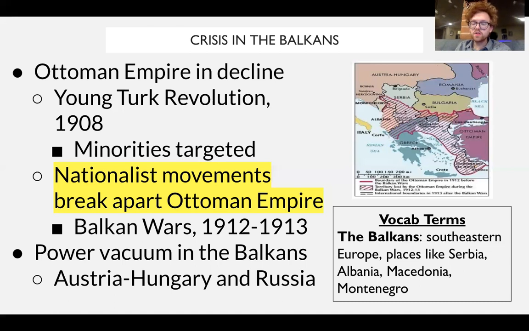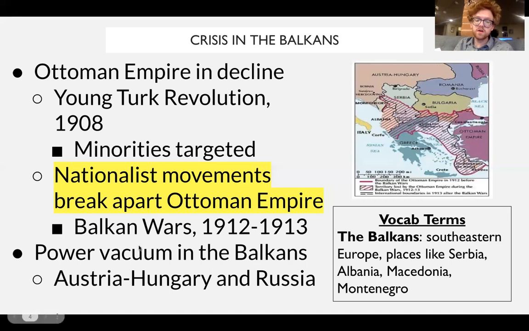So in reaction to this Turkish nationalist organization, the Young Turks, we are going to see nationalist movements appear across the Slavic regions of the Balkans. So much like we saw in Germany, we have people in places like Serbia saying, hey, we should be a unified country for us Serbs. The Serbs are a Slavic group of people. They are one of those minorities targeted by the Young Turks, and they're going to create their own country.